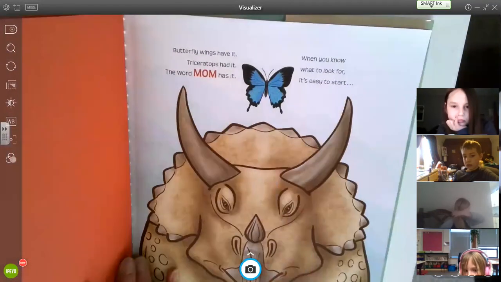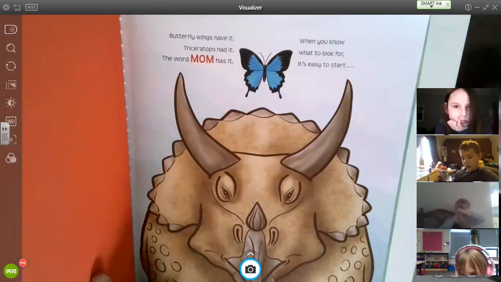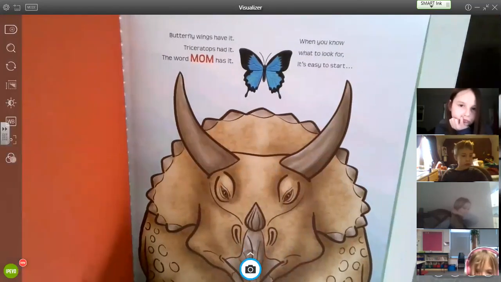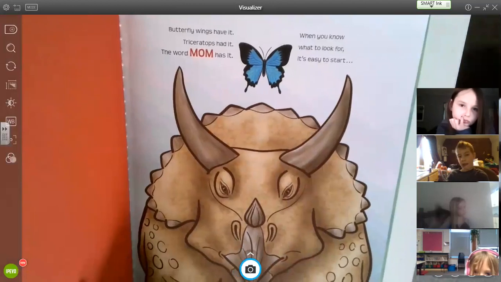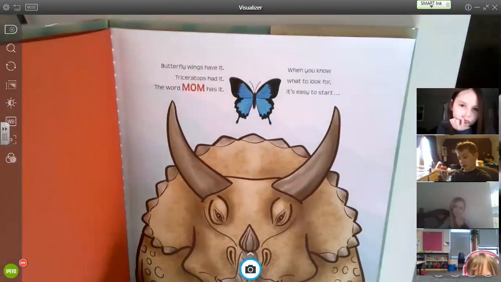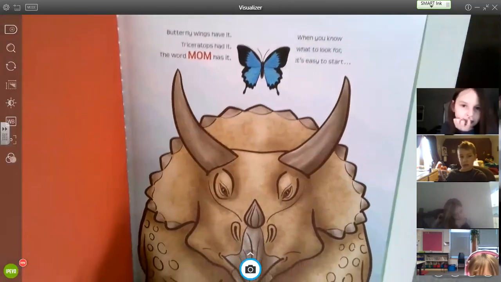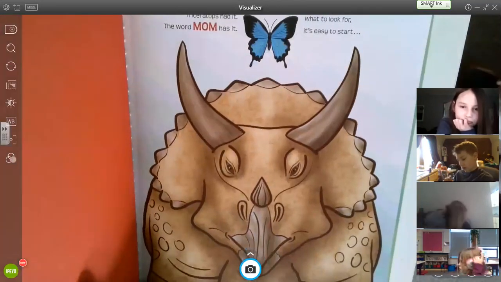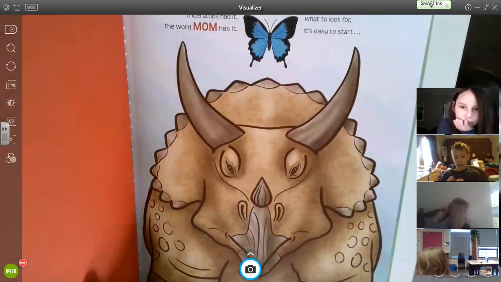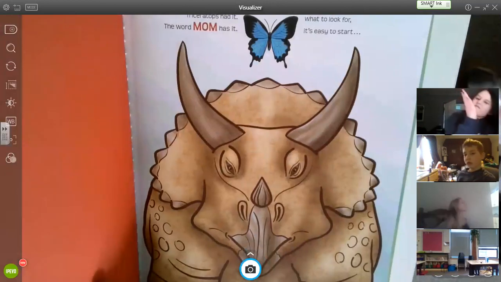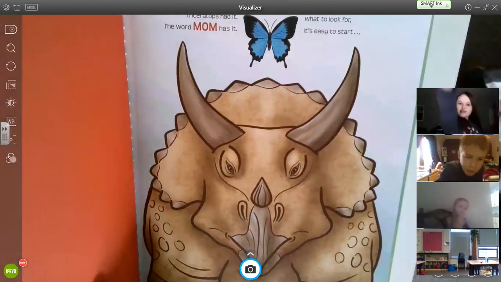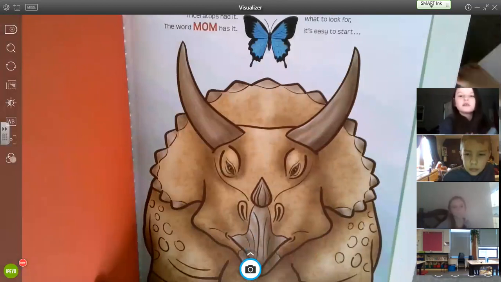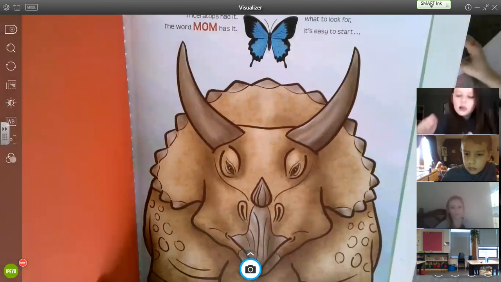All right, so it says, butterfly wings have it. Triceratops had it. The word mom has it. When you know what to look for, it's easy to start. So thinking about this picture, can you see where the line of symmetry would go? Draw it in the air. Where would it go? I see Astria's got it. Yeah, draw it in the air, where you would draw that line of symmetry. Did anybody go this way?